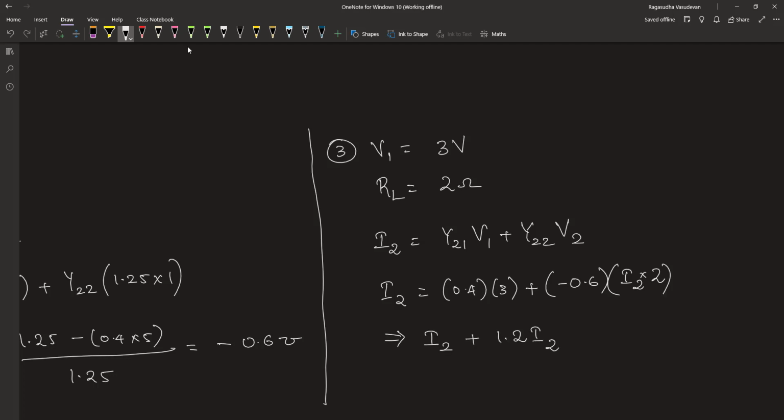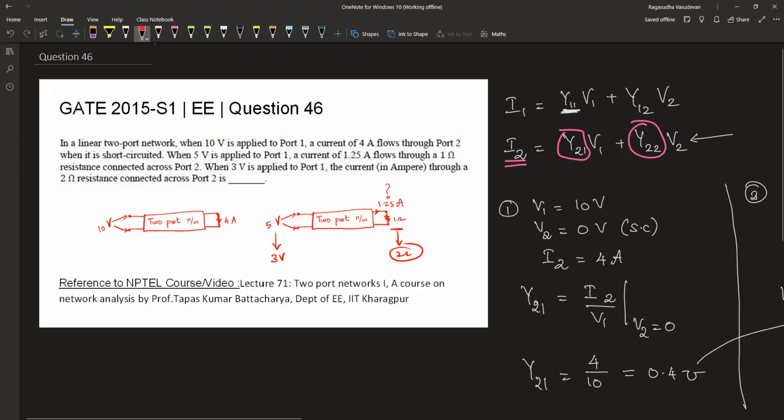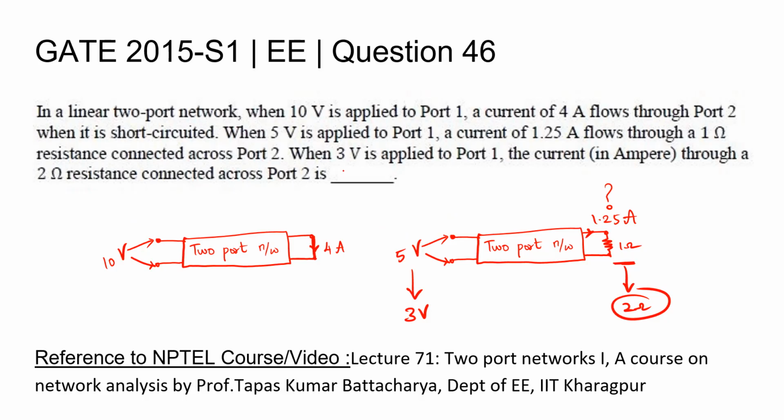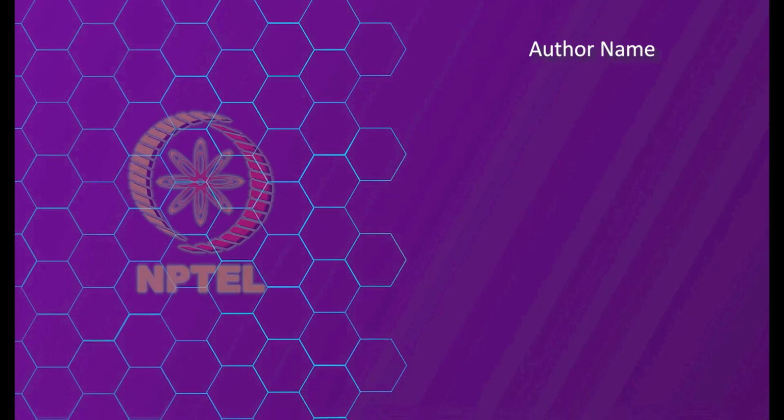This implies that I2 plus 1.2 I2 is equal to 1.2. Therefore, the value of I2 is equal to 1.2 divided by 2.2, which is 0.545 ampere. Therefore, when 3 volt is applied at the input and we connect a resistor of 2 ohm, then a current of 0.545 ampere flows through the output port. The answer is 0.545 ampere.